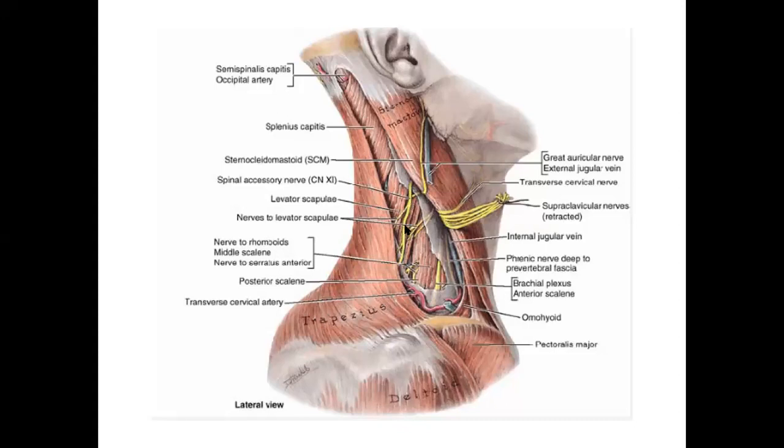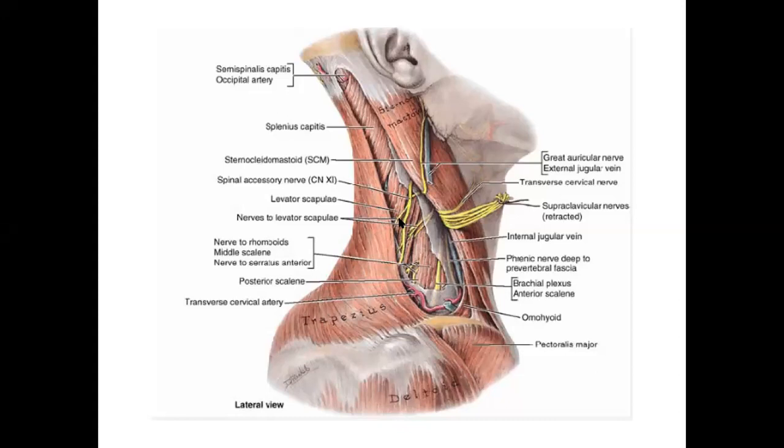Very important nerve, and you are supposed to find it in the dissection hall. This is the key content of the posterior triangle. Other than the spinal accessory nerve, what are the other nerves we can see in the posterior triangle? See here, there is one nerve going, this is the levator scapulae muscle. This nerve is actually piercing the levator scapulae muscle, going deep to it. This nerve is called the nerve to the levator scapulae.